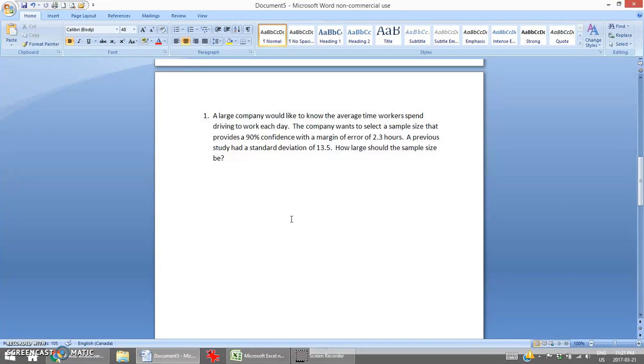So this is a classic example of trying to determine how many people, how many workers we need to survey in order to collect sufficient data that gives us this margin of error of 2.3 hours.